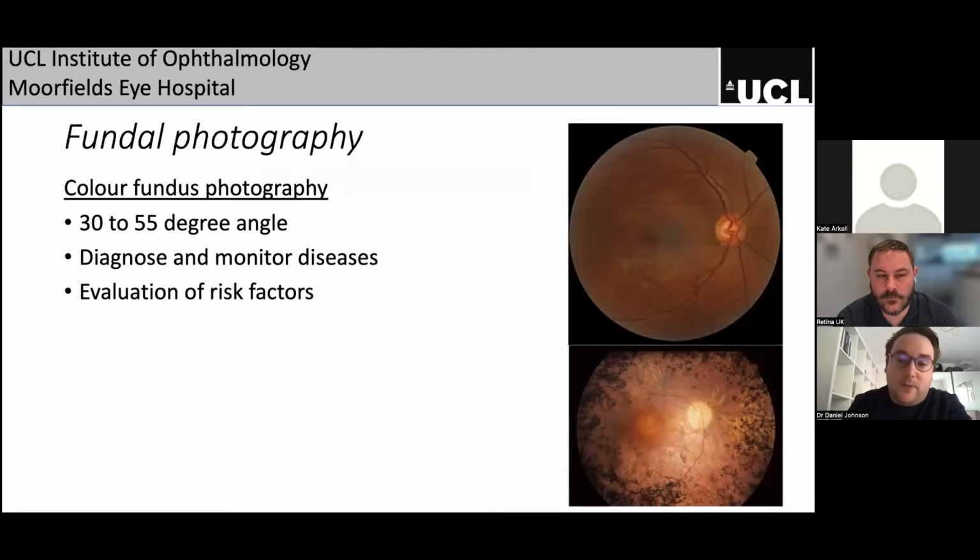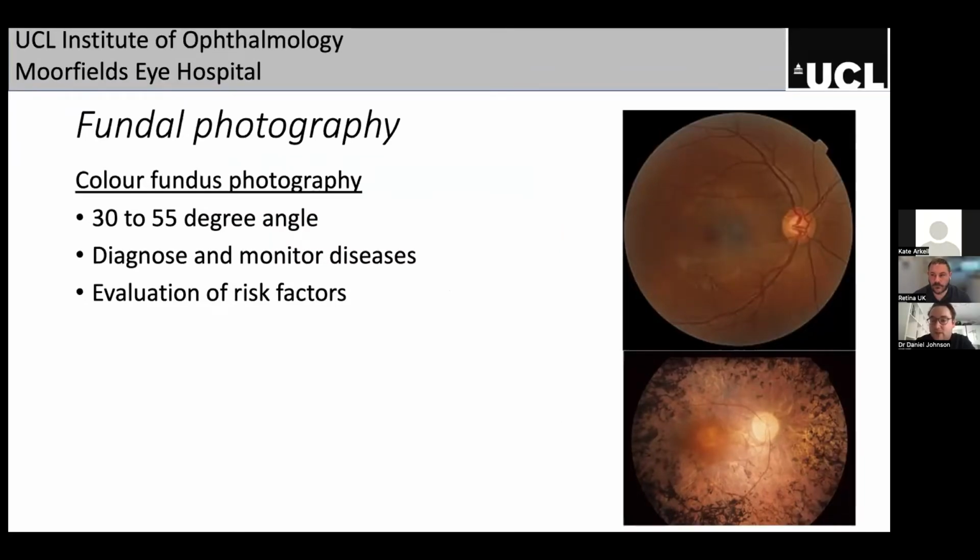Now, a lot of these are taken if, let's say, you have diabetes, you would go for a screening appointment where you have these photos taken and you get pictures like this at the top, which is a normal and healthy eye. Now, this type of photo actually just looks at really the central part of the back of the eye, but this is where a lot of the important details are. So the optic nerve, the blood vessels, and the macula.